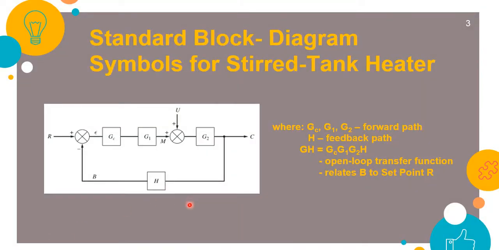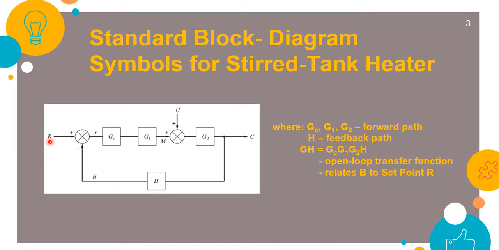Now, for our standard block diagram for the stirred tank heater, you could see the three transfer functions here for the controller, the final control element, the process, and that of the sensing instrument. You have the U here, the load or the disturbances. The M is the manipulated variable. The C is your controlled variable. The B is the sensed value coming from the sensing device.